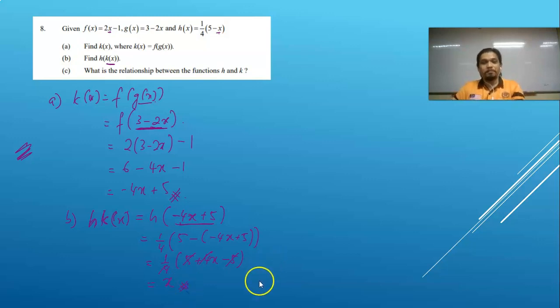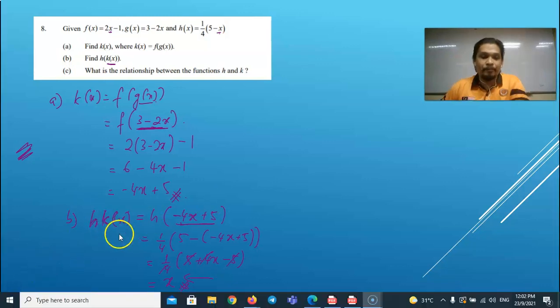There you go. Okay, so the next question is, what is the relationship between the function of h and k? Okay, can you guess? Yes. Look at the result of composite function of h(k(x)). It is x, right? Okay. When we combine or composite two functions, and it gives a result equal to an x.